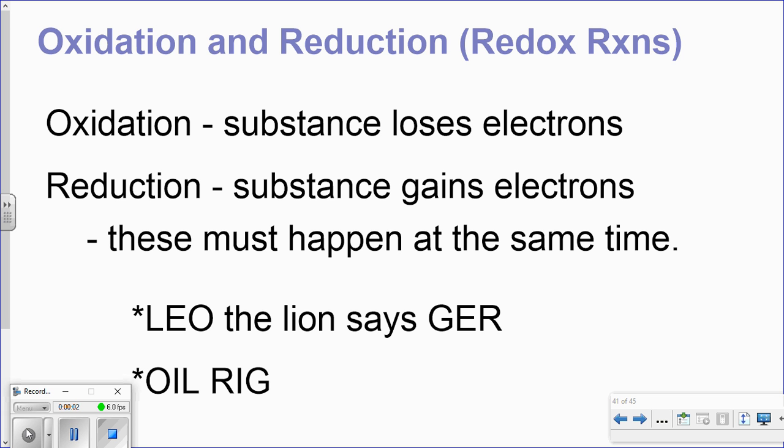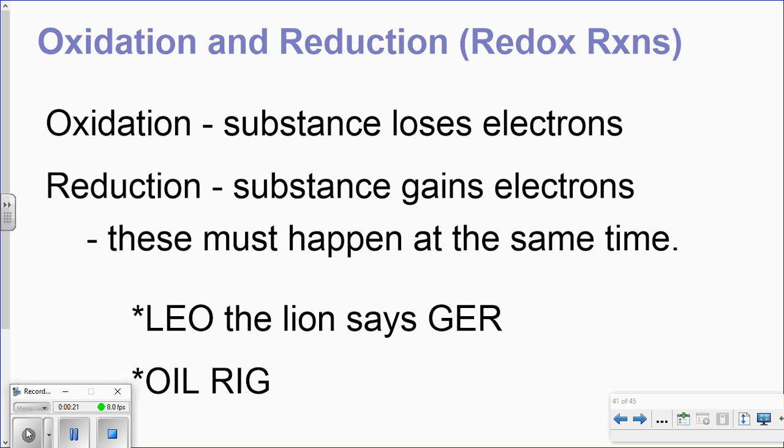Hello everyone. In the last video, I not only introduced oxidation and reduction reactions, or redox reactions, but we also talked about oxidation state rules. So what I want to do is just go over this again and then jump into how we apply those rules when we actually talk about redox reactions.